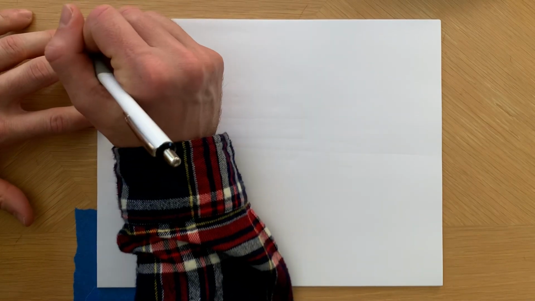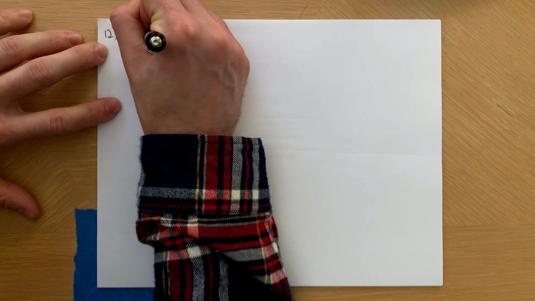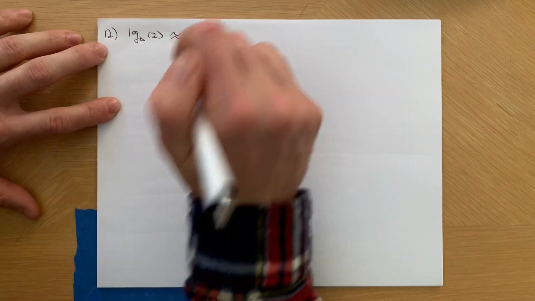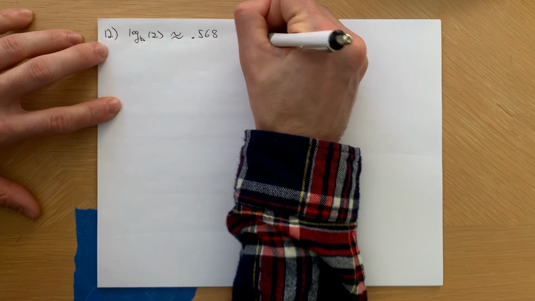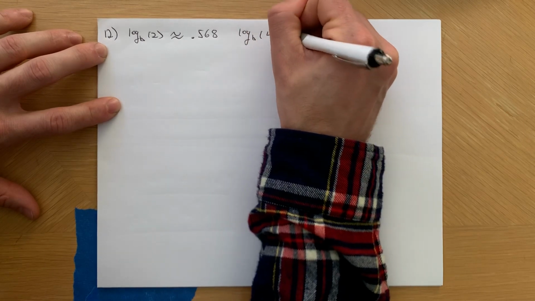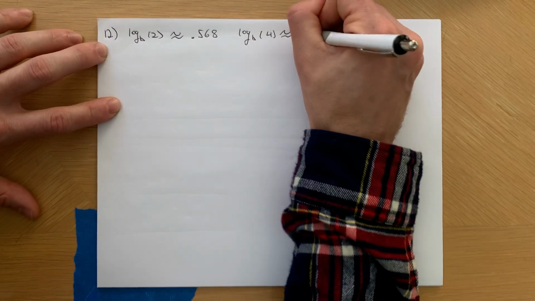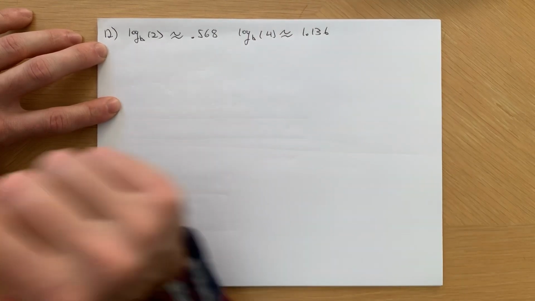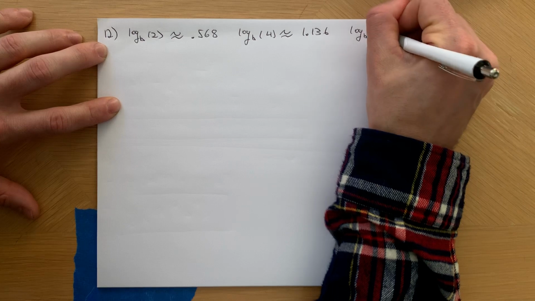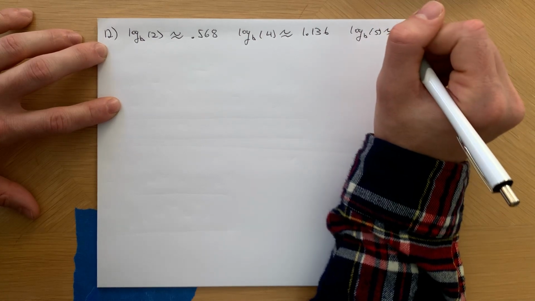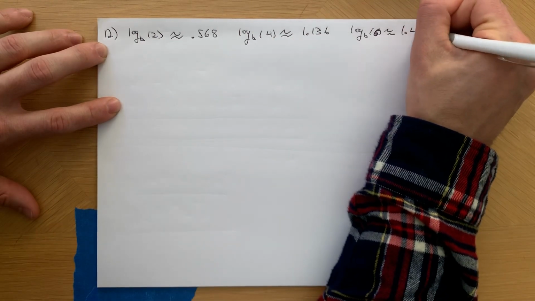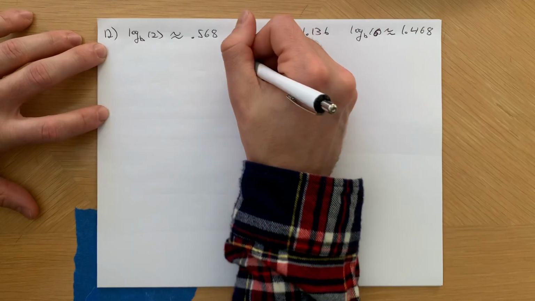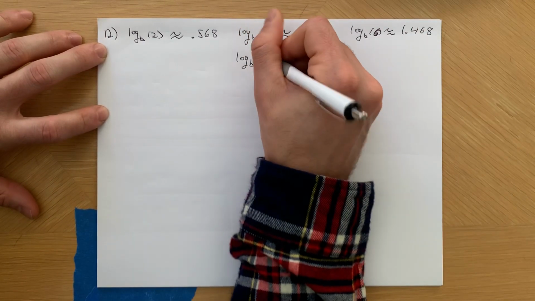Okay, so this next problem, number 12. So we're given some information. We're given that log base b of 2 is roughly 0.568. Log base b of 4 is roughly 1.136. And log base b of 6 is 1.468. And then what we're asked to do is find log base b of 4 over b.